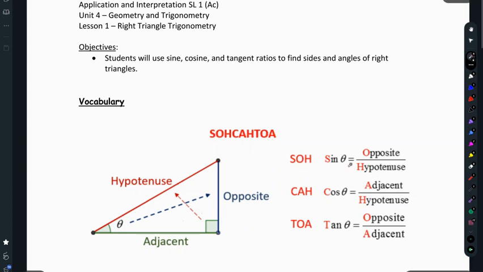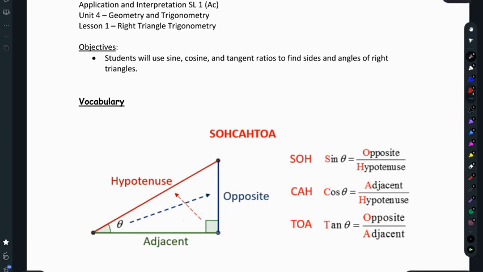SOH represents that sine is the opposite side over the hypotenuse. CAH means cosine is adjacent over hypotenuse. And TOA is tangent is opposite over adjacent. Now, it is important to notice that if you look right here, I have my angle theta, and I typically use x or theta to represent my angles.